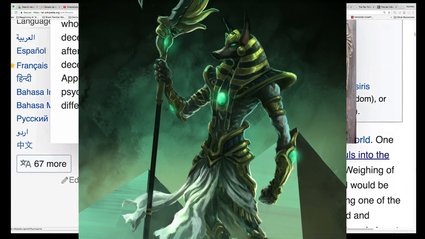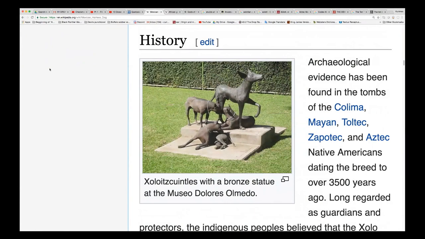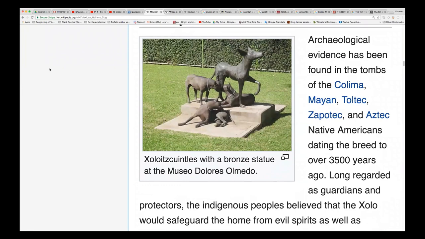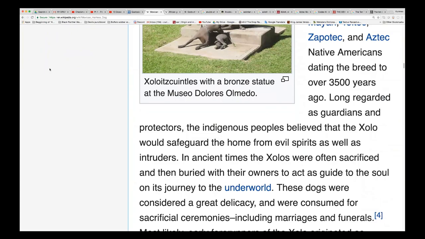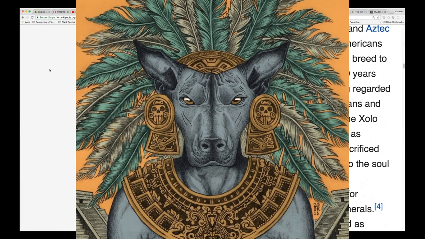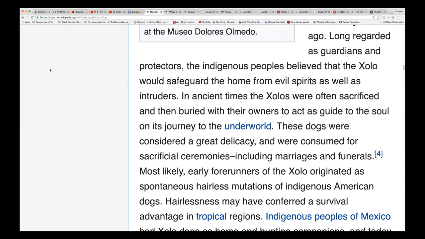Again, archaeological evidence has been found in the tombs of Colima, Mayan, Toltec, Zapotec, and Aztec Native Americans, dating the breed to over 3,500 years ago. Long regarded as guardians and protectors, the indigenous peoples believed that the Xolo would safeguard their home from evil spirits as well as intruders. In ancient times, the Xolos were often sacrificed and then buried with their owners to act as a guide to the soul on its journey to the underworld.